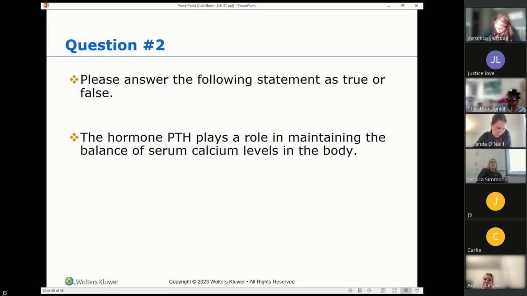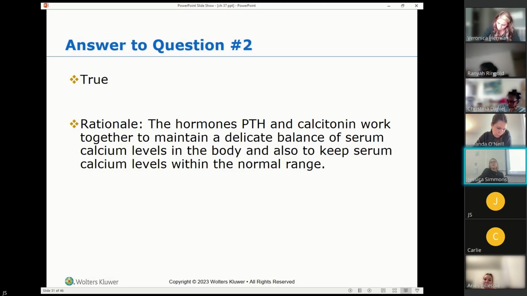The hormone PTH plays a role in maintaining the balance of serum calcium levels in the body. I would hope you know the answer to this. I think everyone's still writing. It is true. It is very true. So this is true. The hormone PTH and calcitonin work together to maintain a delicate balance of serum calcium levels in the body, and also to keep serum calcium levels within the normal range.